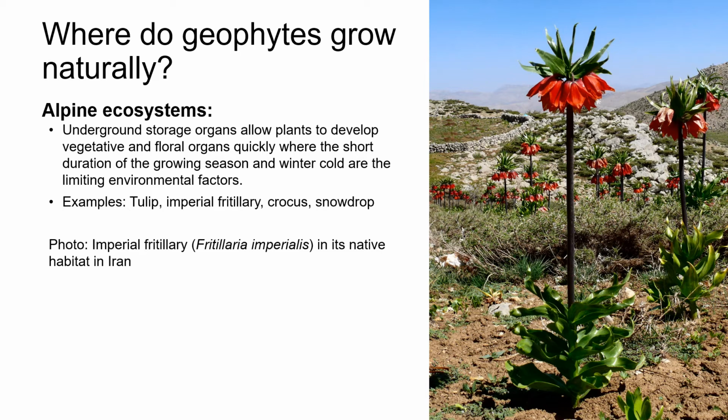The photo on the right shows imperial fritillary, Fritillaria imperialis, in its native habitat in Iran, where it's actually become rare in the wild because of grazing by domesticated sheep and overcollection of the bulbs by humans.